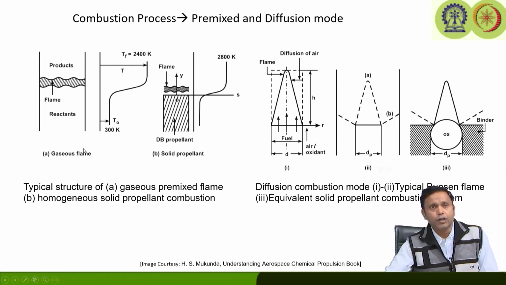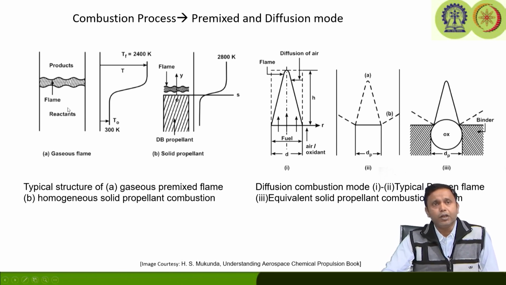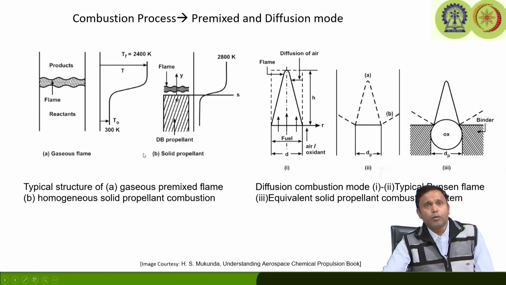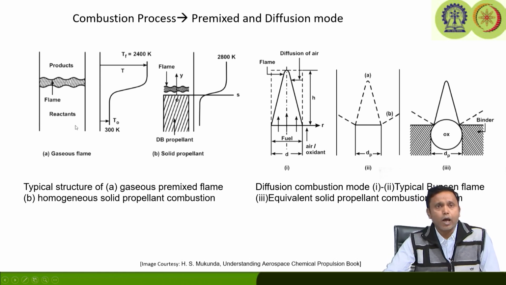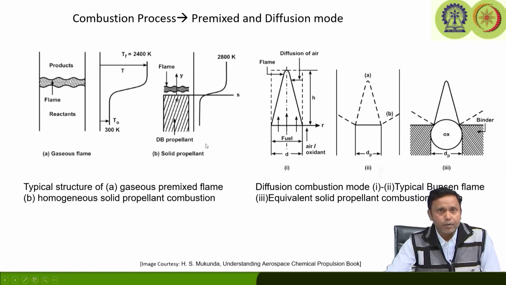You can see this picture, it shows the typical structure of a gaseous premixed flame. It can be a methane plus air mixture, or a propane and air mixture, premixed prior to the combustion. Now, you can see how the flame temperature is increasing; this is the typical flame temperature profile. It is not necessary that it happens only for gaseous fuel, the premixed flame can be prevalent in the case of solid propellant as well.